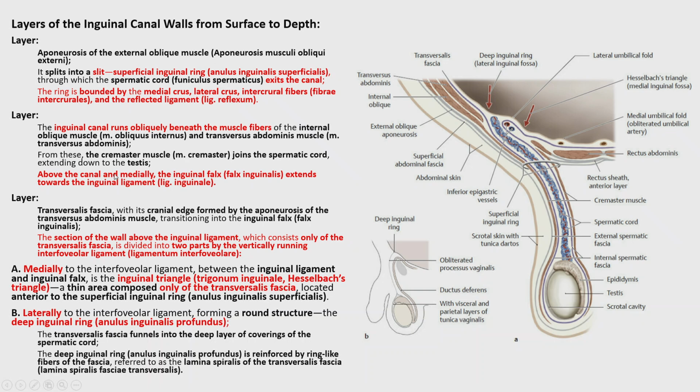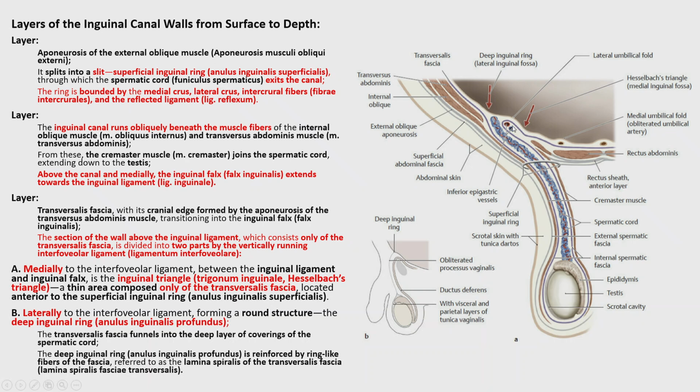And above the canal, medially, we have the inguinal falx, or falx inguinalis, which is extending to the inguinal ligament. And the last layer is the section above the inguinal ligament, where you have only the transversalis fascia. In this area, you have the fold called the interfoveolar ligament, or interfoveolar fold. This is extremely important.